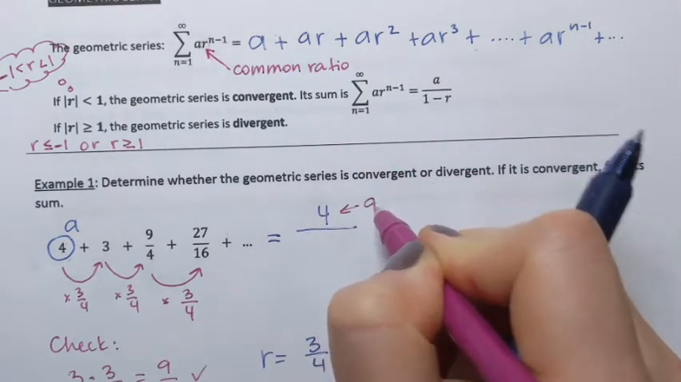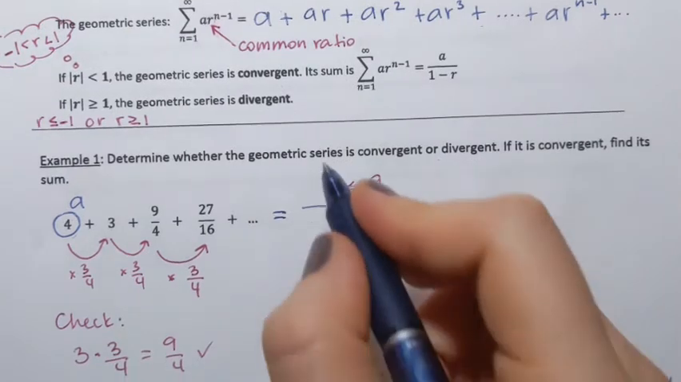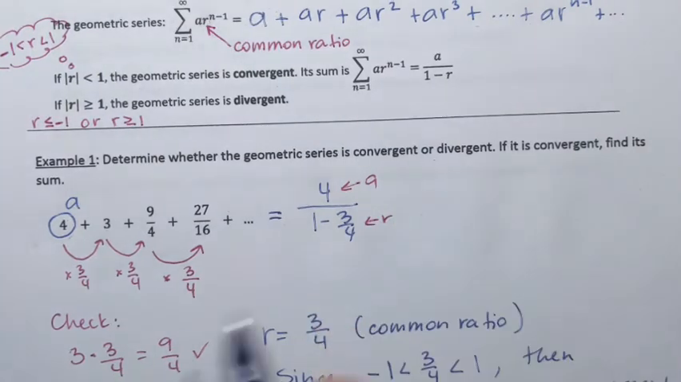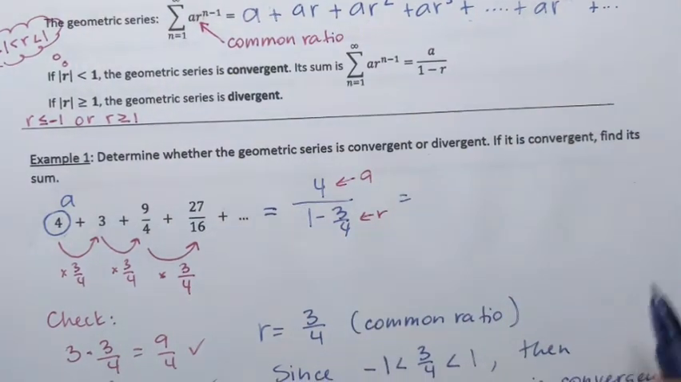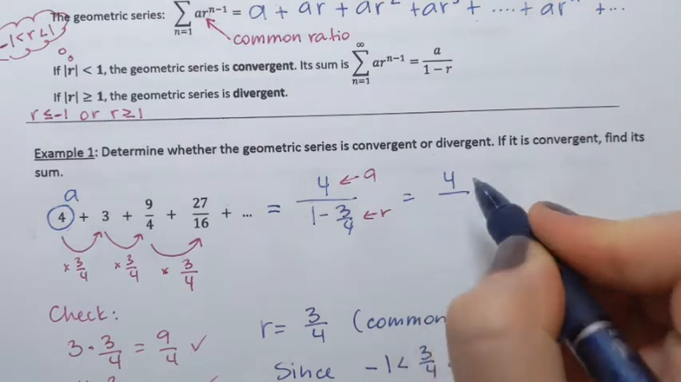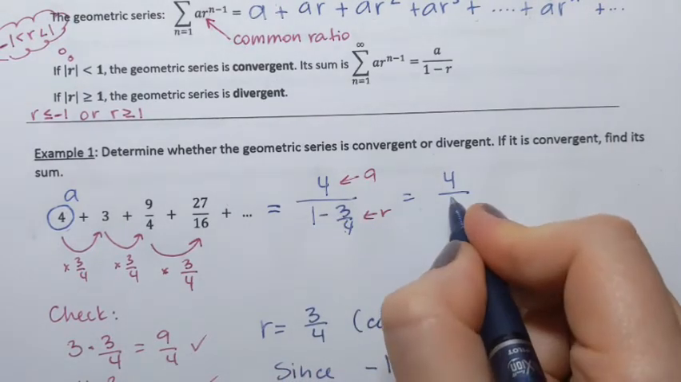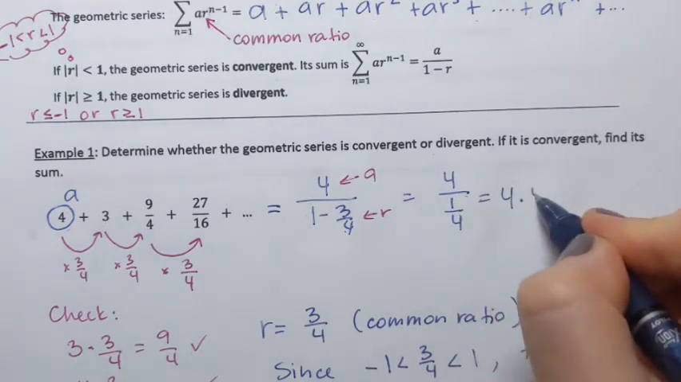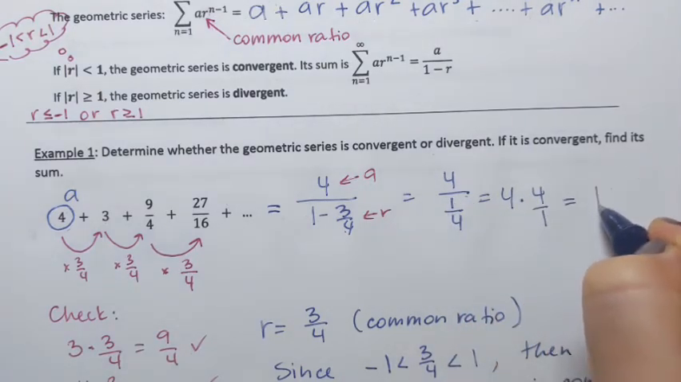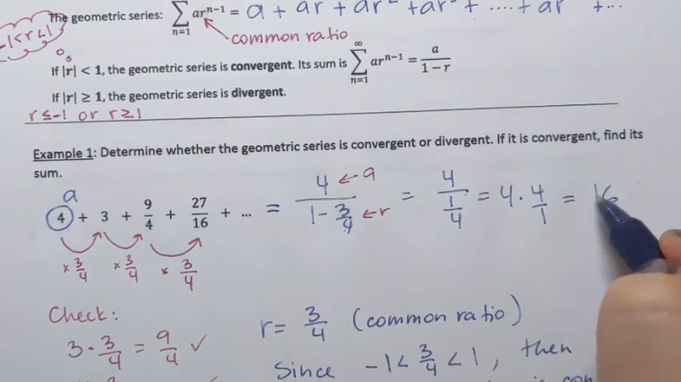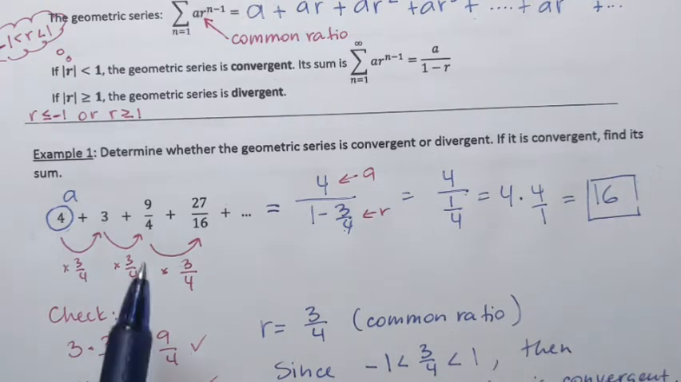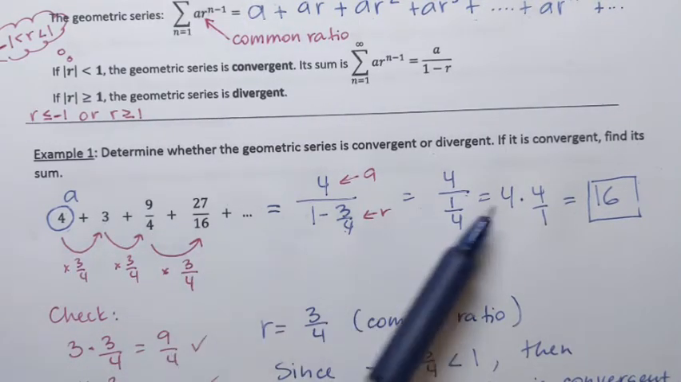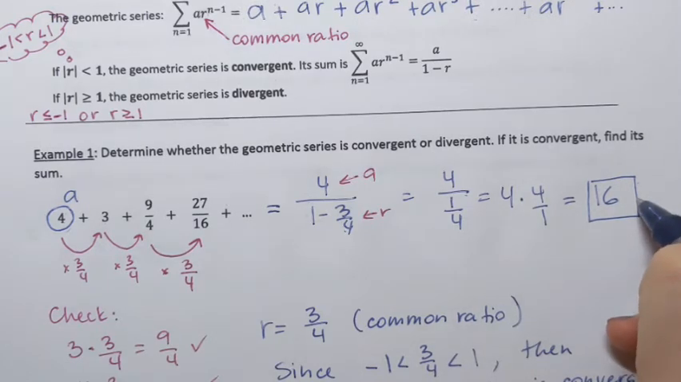So if I follow the formula, A is going to be 4. And in the denominator, it's 1 minus R. So we know that R is 3 over 4. And then what's left to do is just to calculate it. So that's 4 over 1 minus 3 over 4. That's 1 over 4. That's same as 4 times the reciprocal of that. So it's 4 over 1 over 4, the same as 16. That equals 16. And that happens to be the sum of the series. So if we add infinitely many terms of this geometric series, we're going to get 16. That's going to be the sum.